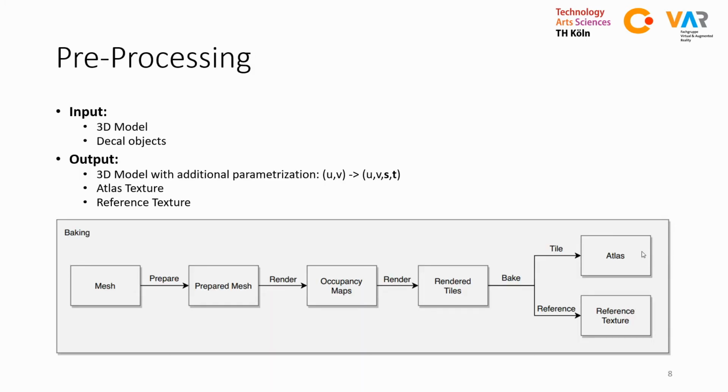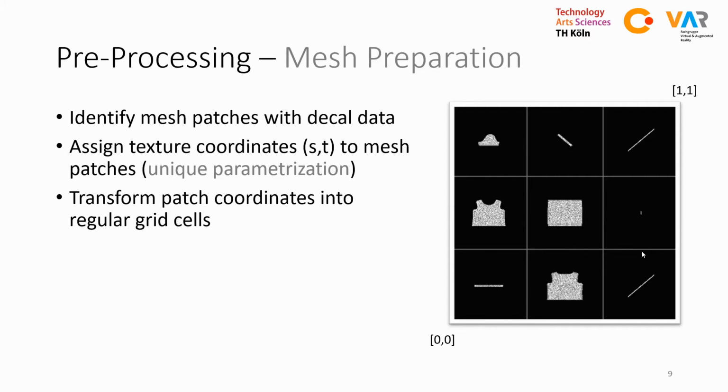Okay, let's take a closer look at the preprocessing stage. We also refer to this process as baking, since we render out and store values which have already been alpha composited. Our input is a 3D model with multiple decal objects applied to it. The output of our preprocessing stage are two textures, and also an additional set of texture coordinates for our input model. The first step in the pipeline is to establish a correspondence between the decals and the underlying mesh.